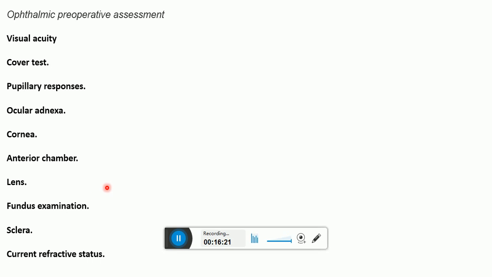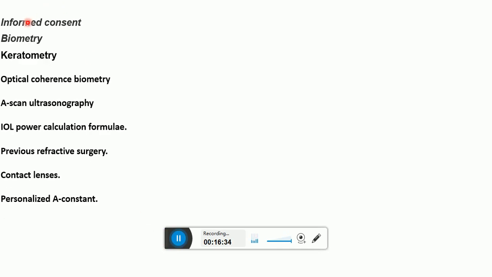So, careful preoperative examination of the posterior pole is needed in a patient requiring cataract surgery to exclude unrelated pathology that may affect the final visual result. Next important point is informed consent. It is essential that the patient arrives at a fully informed decision before proceeding with cataract surgery.